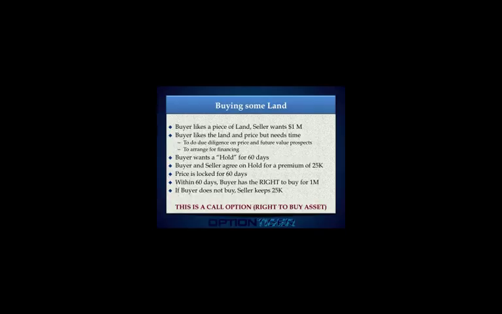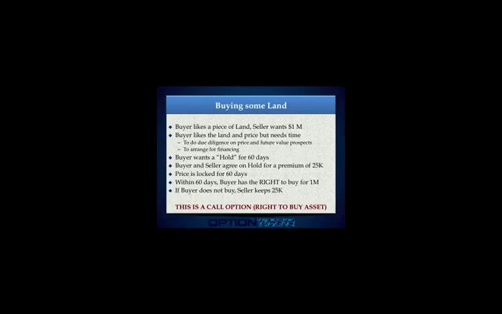The buyer likes the piece of land and the seller quotes a price of $1 million for this land. Buyer likes the price but needs time to do due diligence and arrange financing. So buyer wants a hold for 60 days. Buyer and seller agree that a small premium should be paid to the seller, and in return the seller gives him 60 days and locks the price of $1 million until this time. And so they agree that a fair and reasonable premium for this purpose would be $25,000.